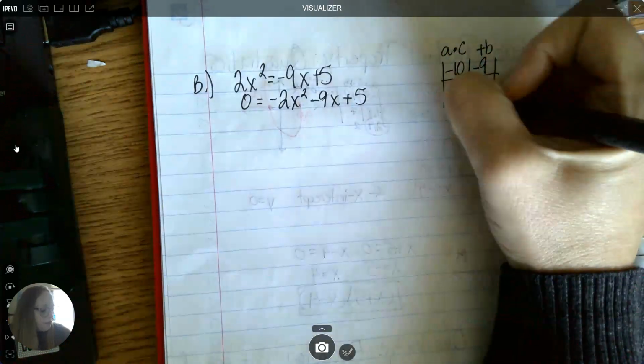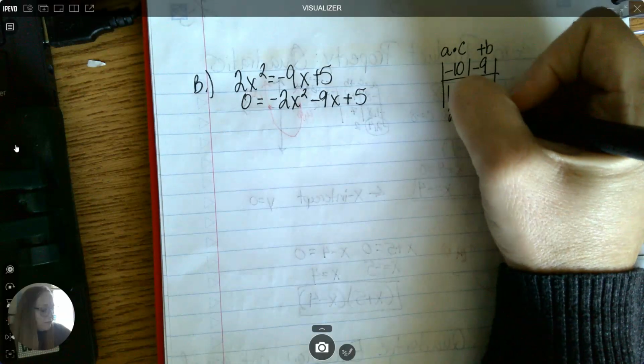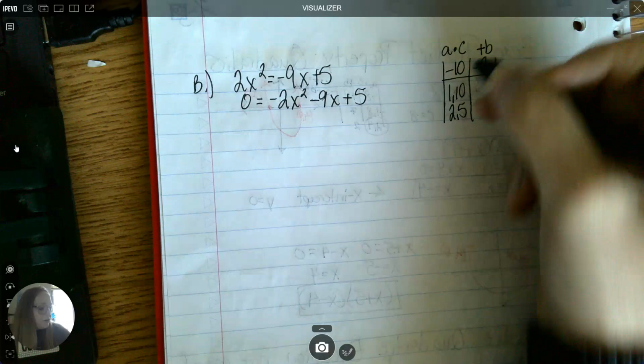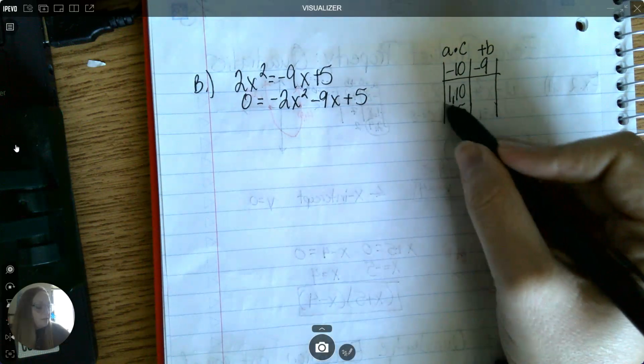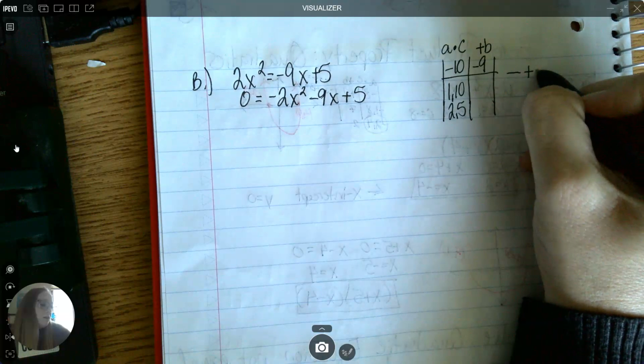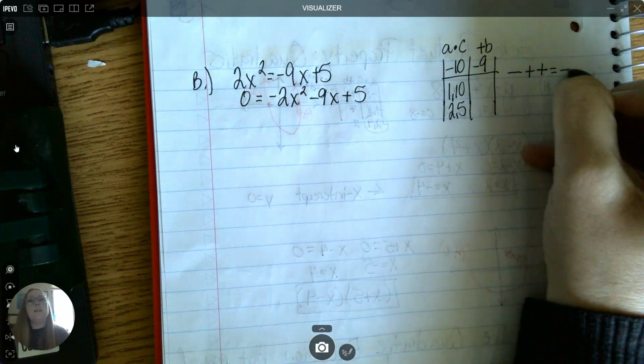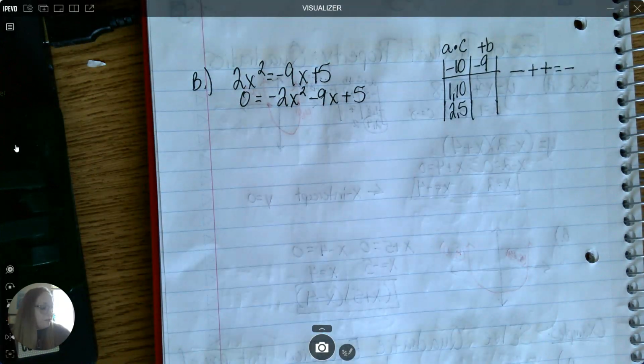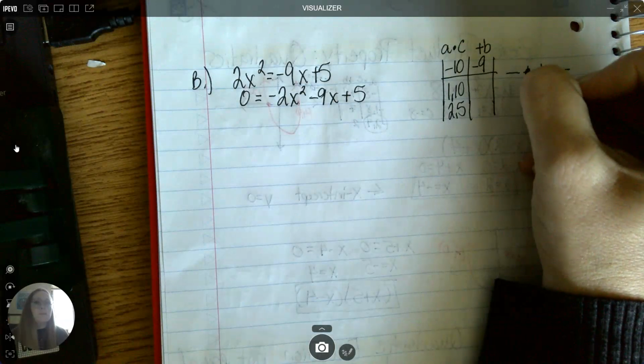Okay, my factors of 10 are 1 and 10, 2 and 5, which I know 2 and 5 are not going to get me to 9, so I'm going to focus on this 1 and 10 here. If I multiply, I should get a negative, so I know that one of those is a negative and one has to be a positive, and I put an add sign. I knew that was wrong. It's multiply.